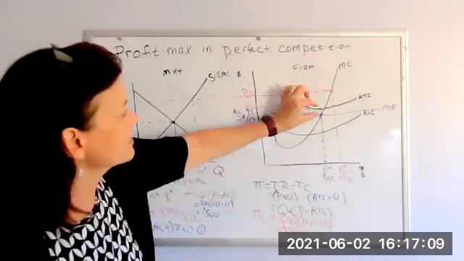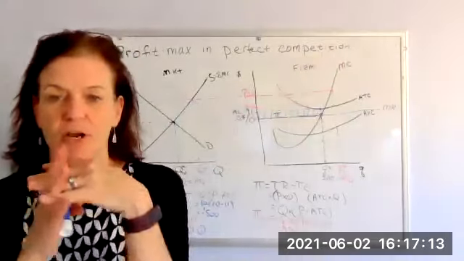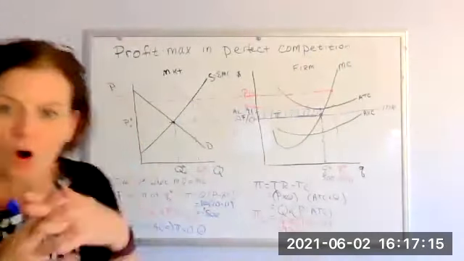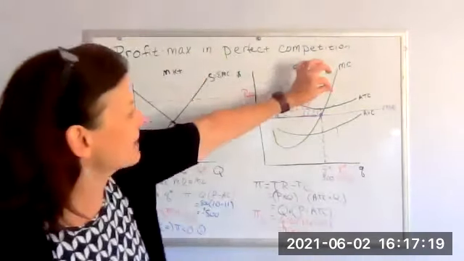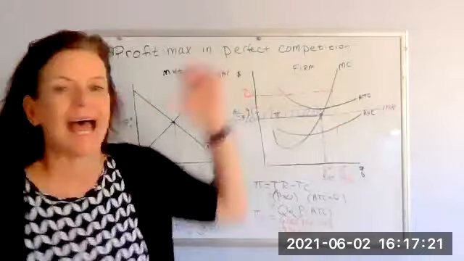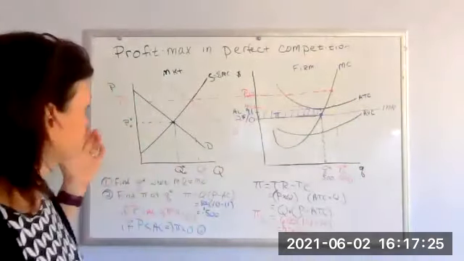Profit is the difference between price and average cost at the quantity where price equals marginal cost. So the first thing you do always is find where marginal revenue equals marginal cost. And then you say, at that level of output, how much profit am I making? At that level of output.